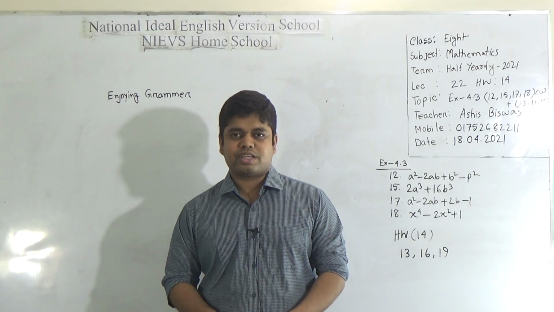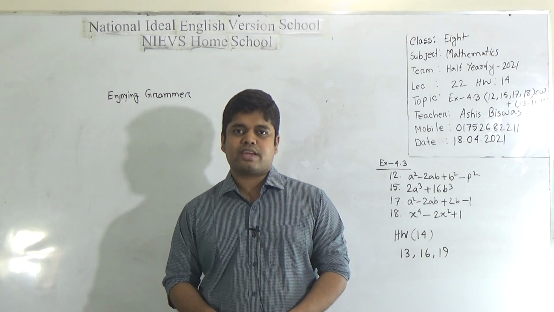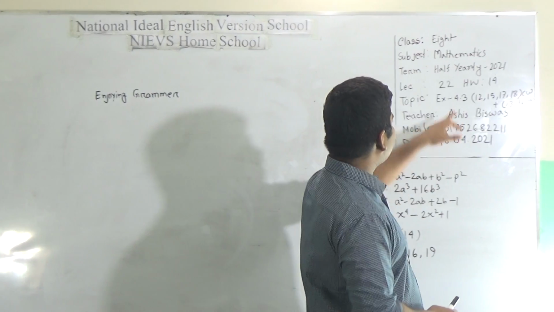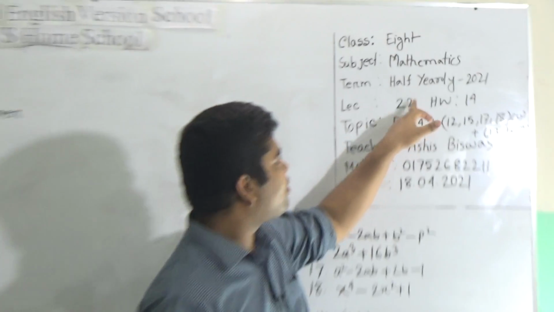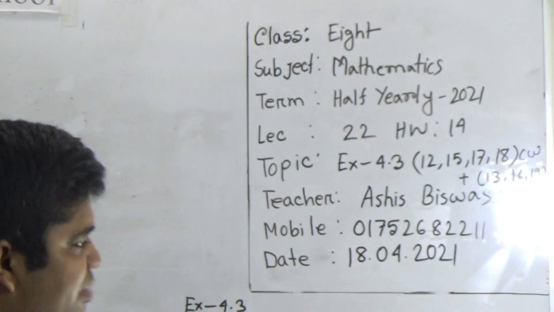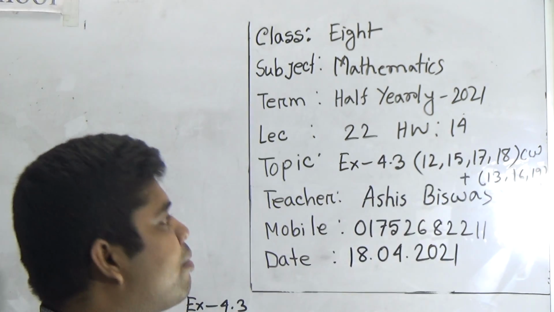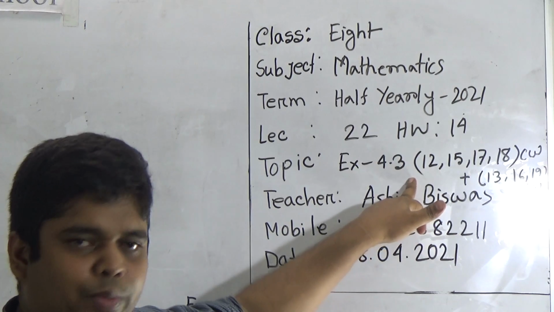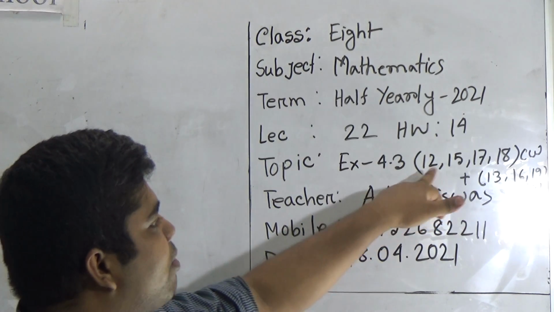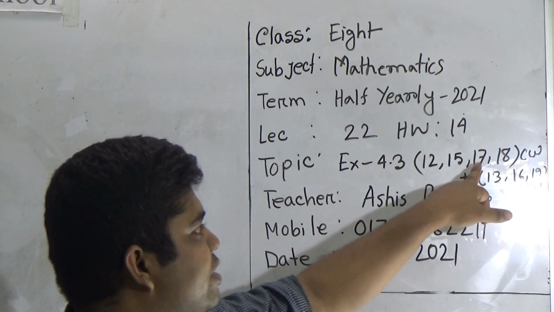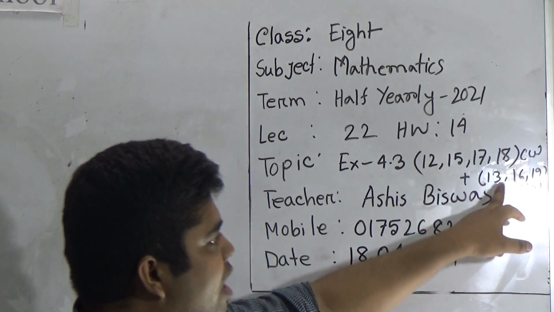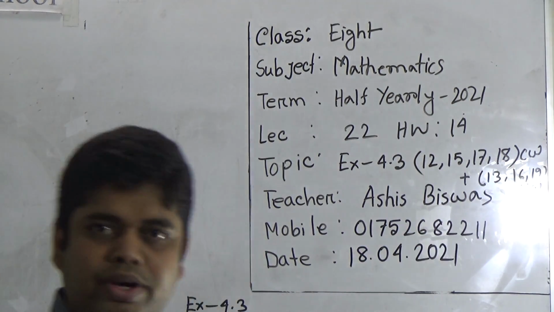Today I am going to take a math class for the students of class 8. So my dear students, let us start our class. Today is our lecture number 22 of half yearly, and today's SW number will be 14. Today's topic is exercise 4.3. From exercise 4.3 we shall solve question number 12, 15, 17 and 18 as your CW, and question number 13, 16 and 19 will be your SW.